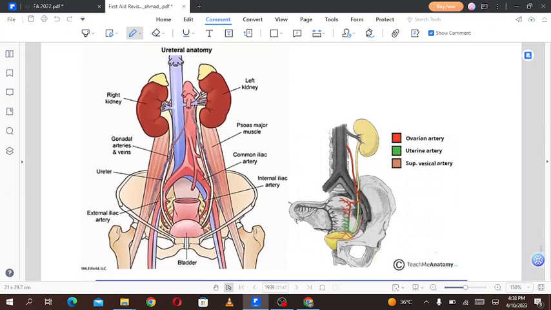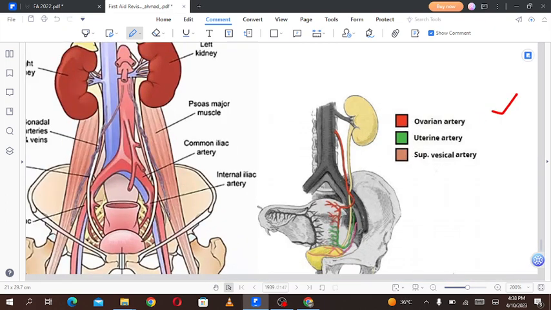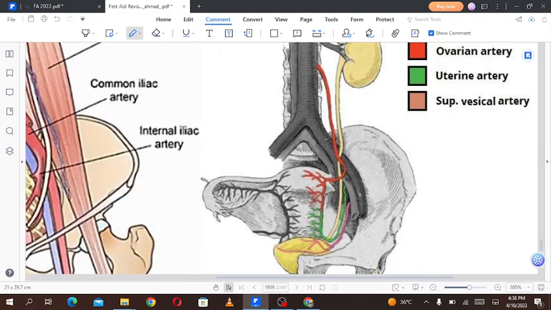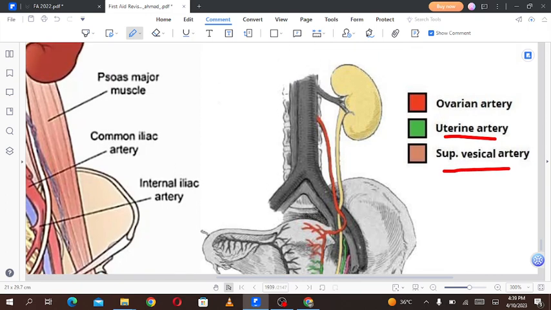So here in the ureteral anatomy, you can see that this is the ovarian artery, the red one. Let me zoom it in. This is the ovarian artery and the ureter is passing under that. Then these are the internal and common iliac arteries above that. Then below is the uterine artery, and where is the superior vesical artery? I can't see that. I guess the purple one is the superior vesical artery. So the ureter is just passing above the iliac vessels, and it is below all the rest of the structures.